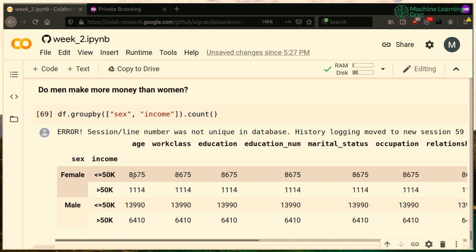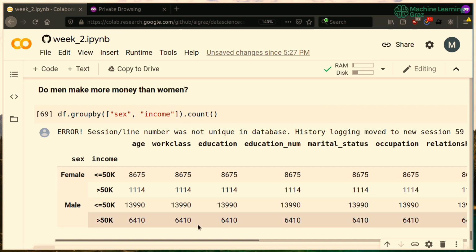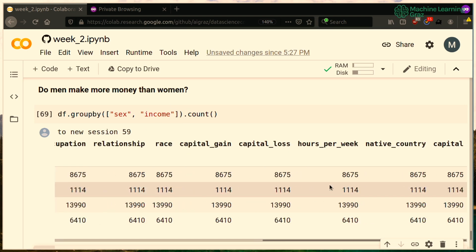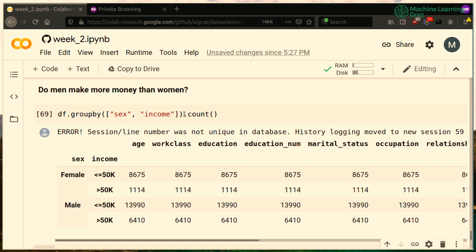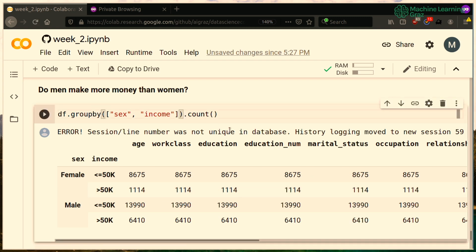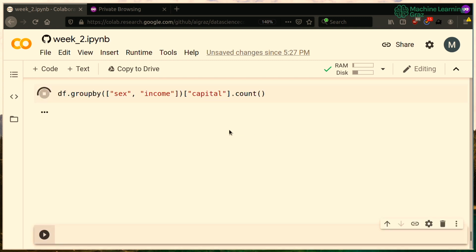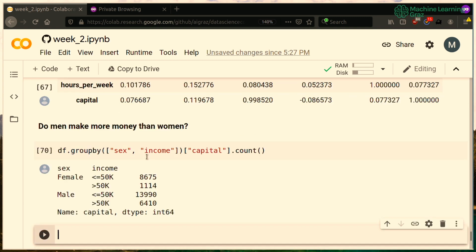So this is interesting. We don't need all of this because they're all the same numbers, since we're just counting the number of occurrences. So here I will just take, let's say, capital. It doesn't matter which column I take. And okay, this looks very nice. But it's hard to determine if men or women make more money because the number of people is different. So I think I should maybe calculate the ratio between those values.